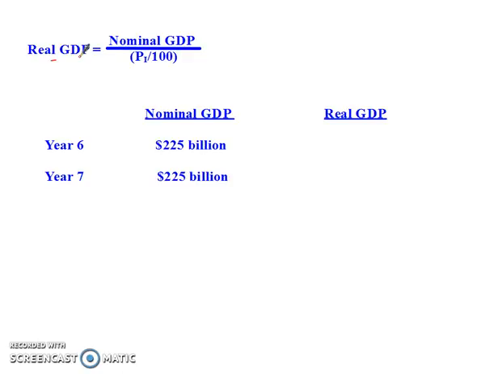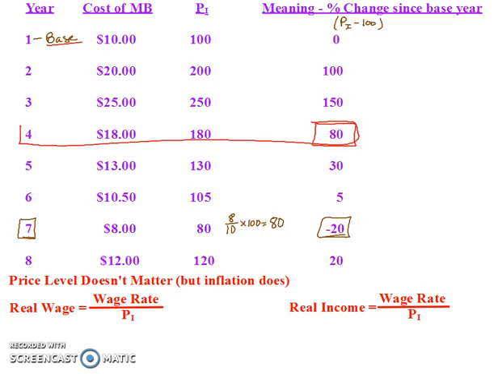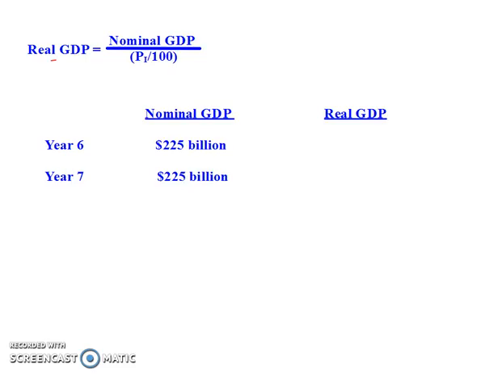So let's use the data from years 6 and 7 that we calculated back here on the previous podcast. We found the price index in year 6 to be 105. So prices were 5% higher than they were in the base year. And then in year 7, the price index was 80, which means prices were actually 20% below where they were back in the base year. And then we can use that data from these price indexes to calculate the real gross domestic product.